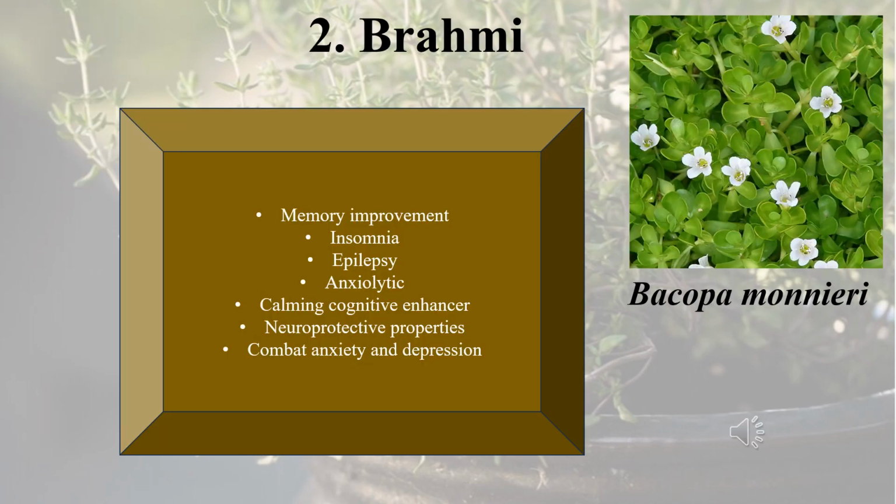Then the second one is Brahmi, which is also known scientifically as Bacopa monnieri. It is native to India, Indochina, Australia, and Sri Lanka. The leaves are used medicinally and contain triterpenoids, saponins, alkaloids, flavonoids, glycosides, phytochemicals, and other compounds. The saponins are believed to be responsible for most of the pharmacological actions.